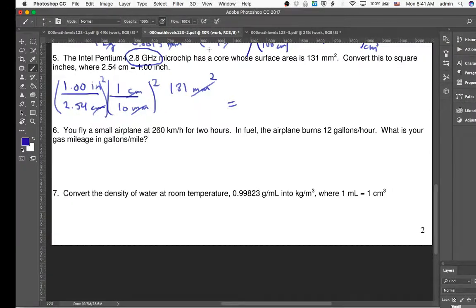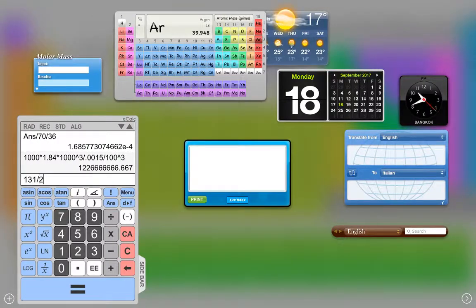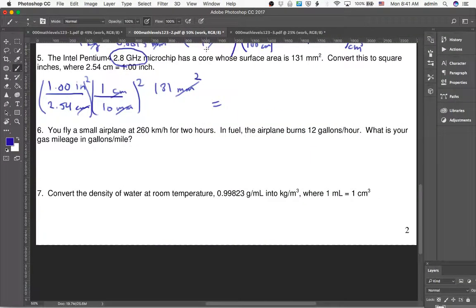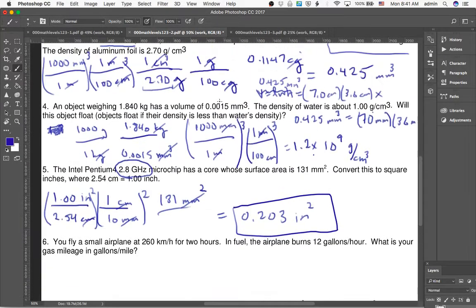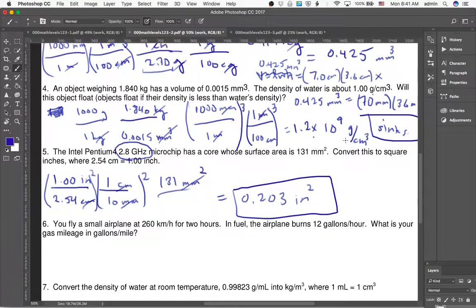131 divided by 2.54 squared divided by 10 squared. That's 0.203, 3 significant figures. 0.203 square inches. Box my answer. Forgot to box my answer up here. So the answer here was sinks. It's going to sink in anything on Earth, including Earth.